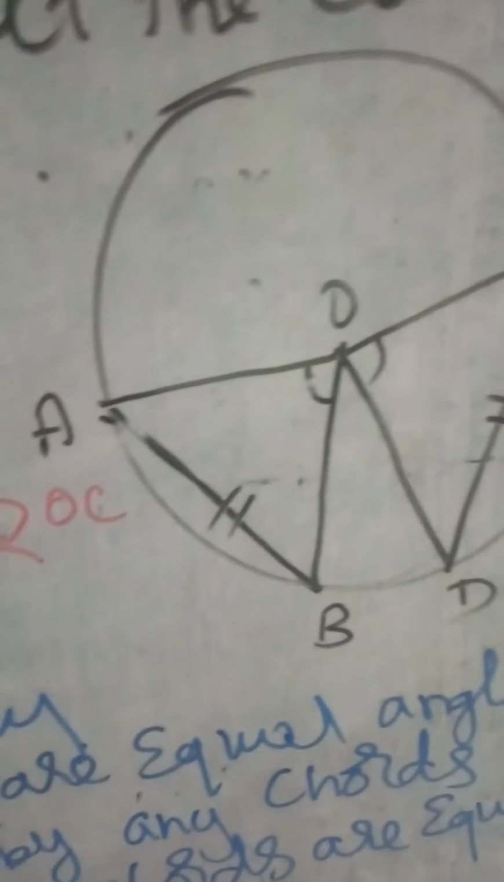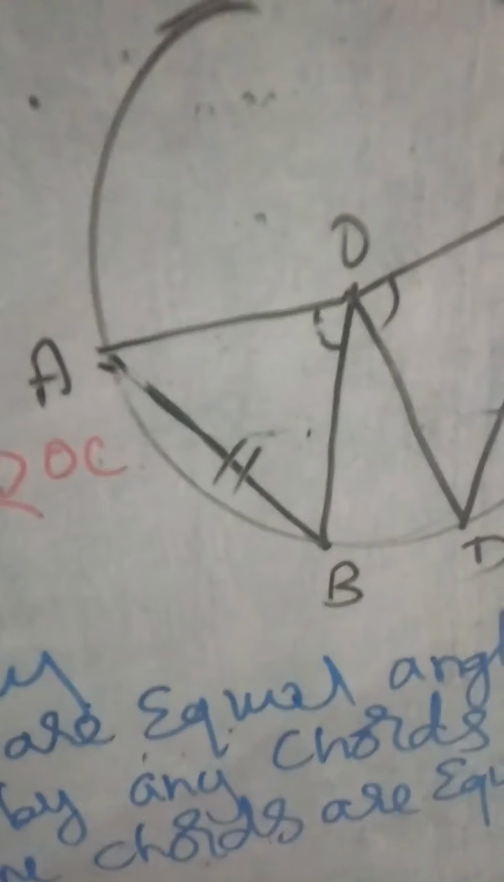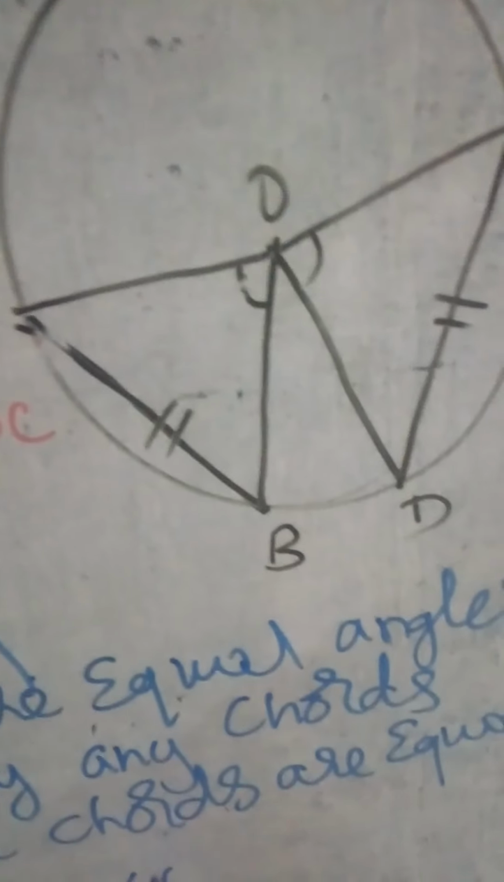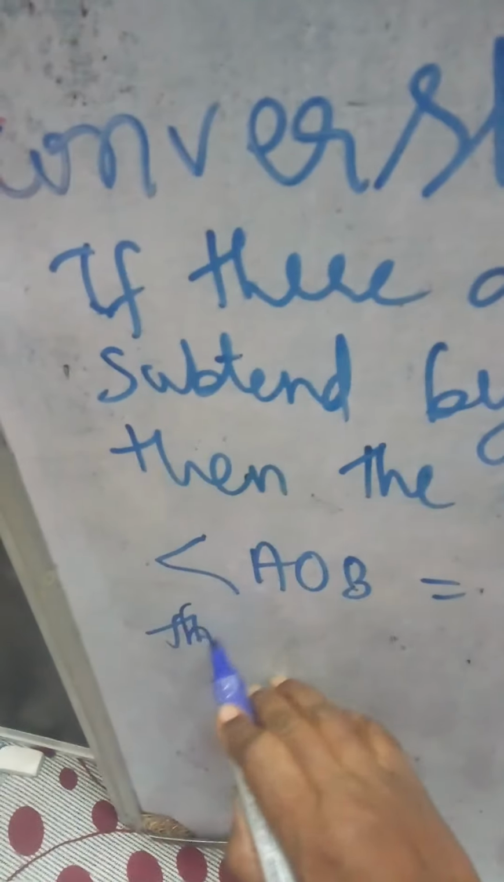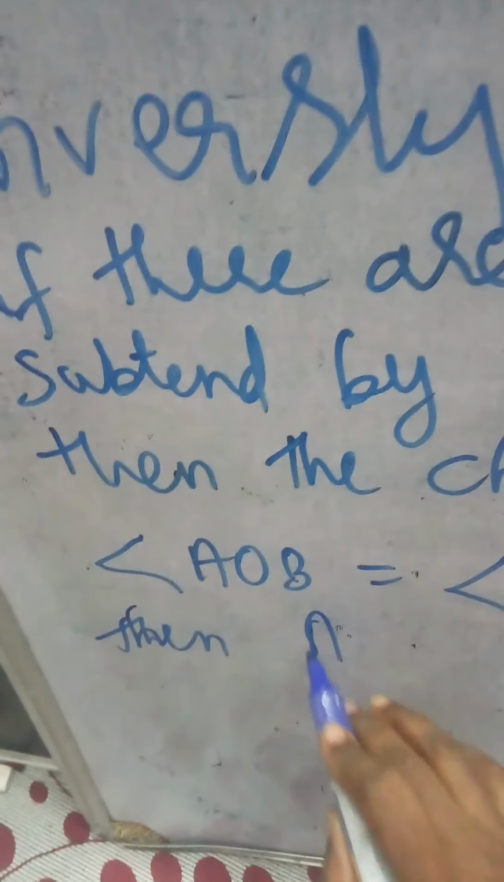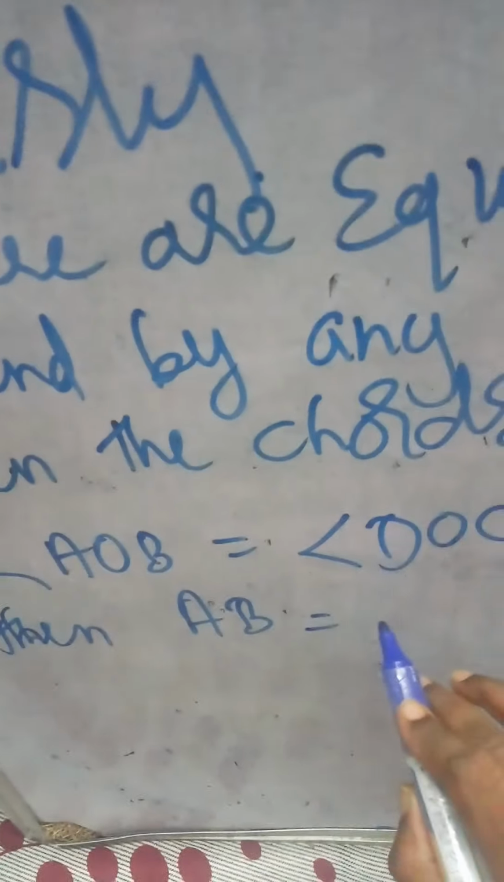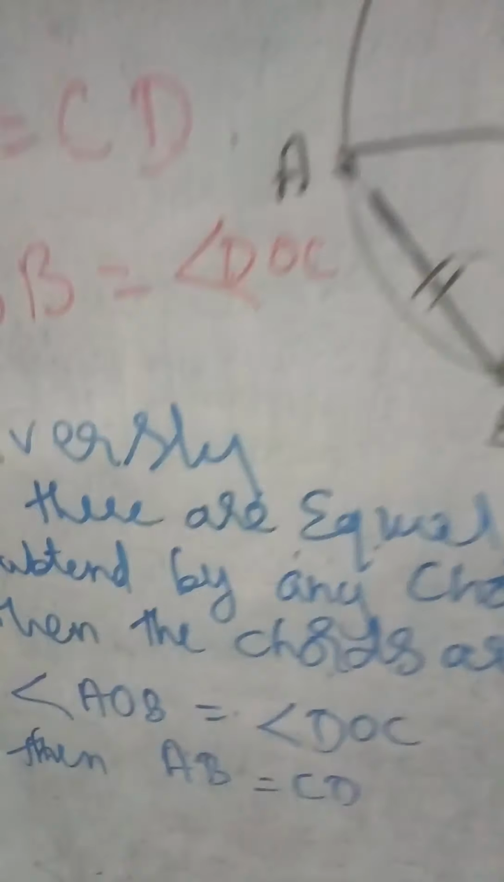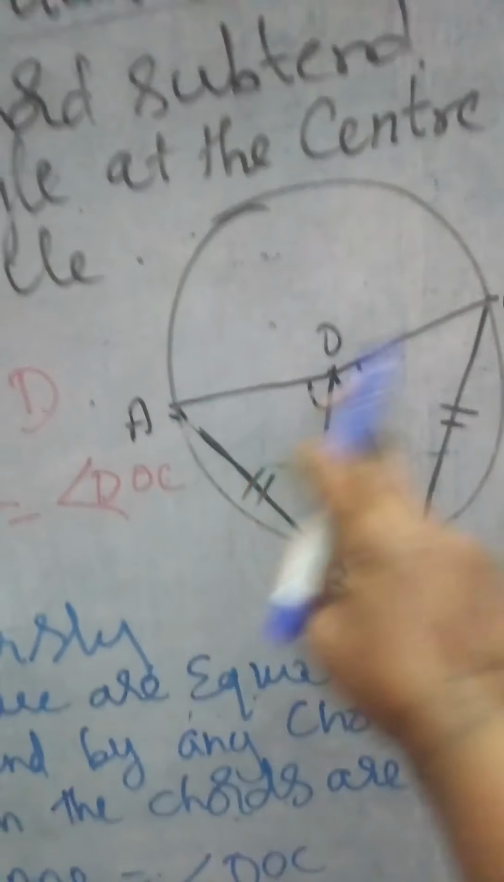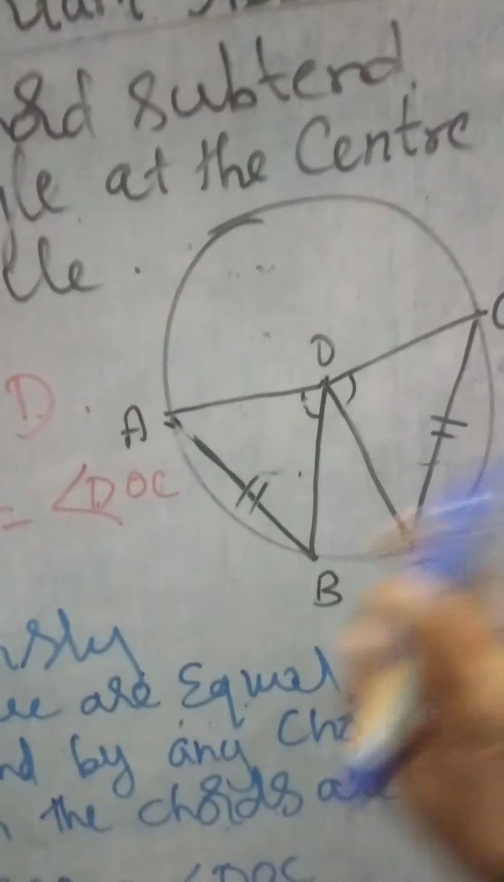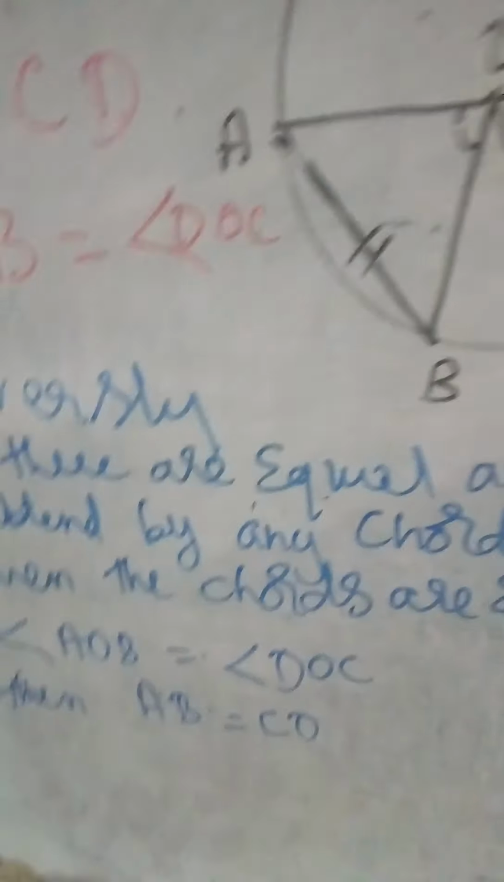Now if here in this circle, angle AOB is equal to angle DOC, then what is happening? AB is equal to CD. This is the first result. If two chords are equal, the angles subtended at the center are equal. If the angles subtended by two chords are equal, then the two chords are equal. This is the converse of it.